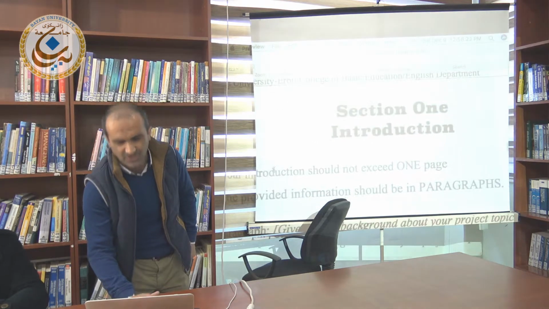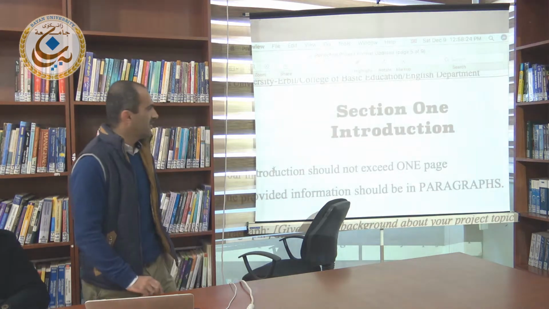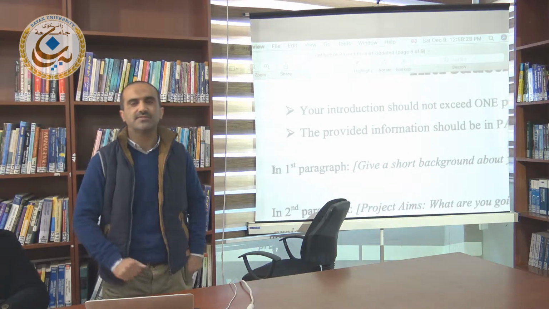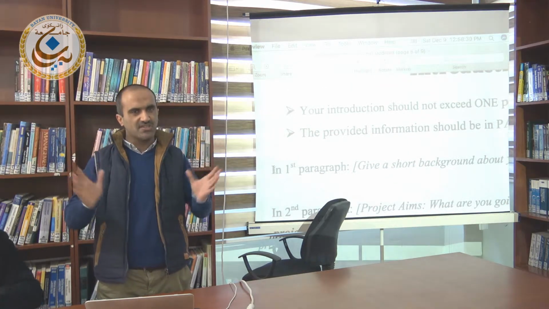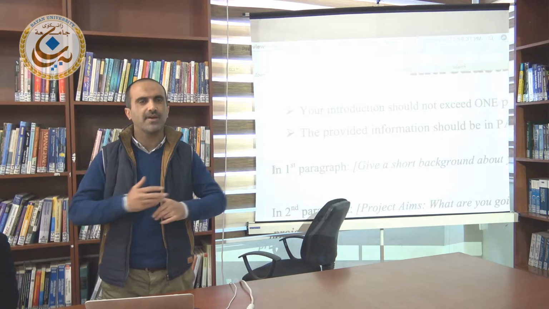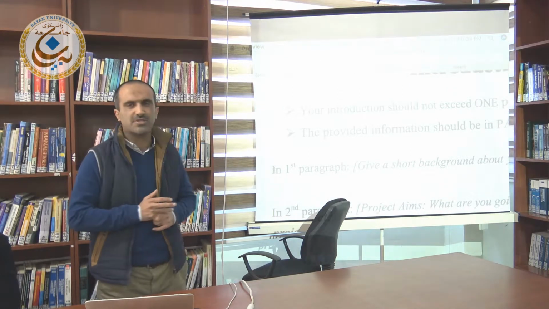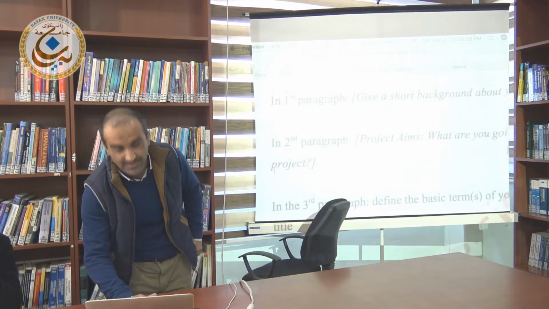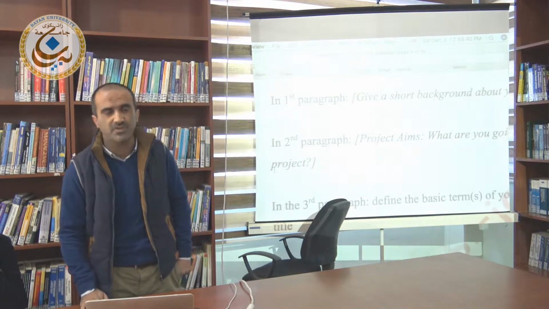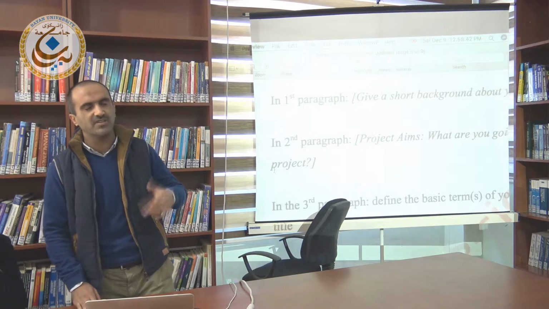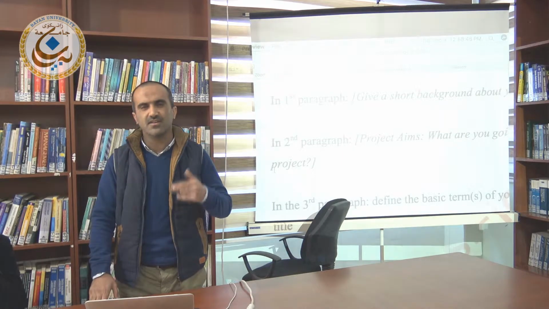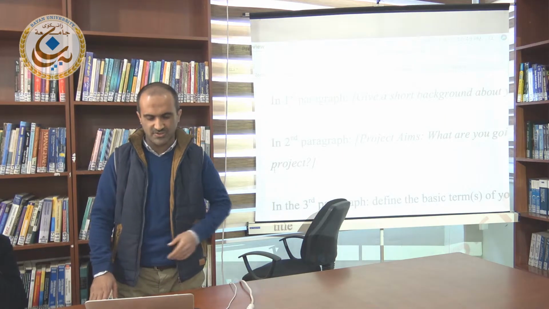Then we're going to start from section 1, introduction. It will be 4 paragraphs. The first paragraph, general background. So you're going to discuss your research in general, okay? Not in a specific way. And then the second paragraph will be the aims of the research. I think it's so important. Why is conducting this research important? What are the reasons that you conduct this research?